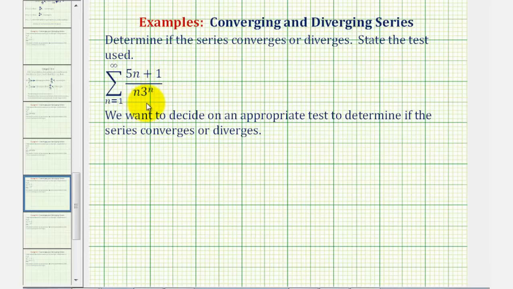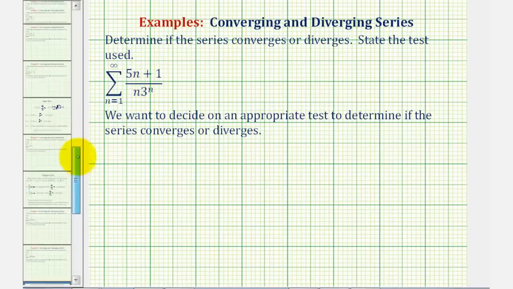So the tests that we should consider are the ratio test as well as the direct or limit comparison test. For this example, because we have an exponential, let's go ahead and use the ratio test. So let's review the ratio test before we apply it.